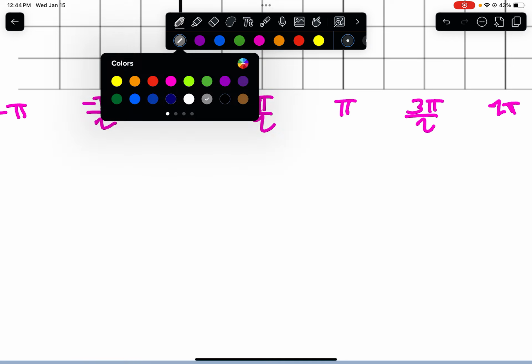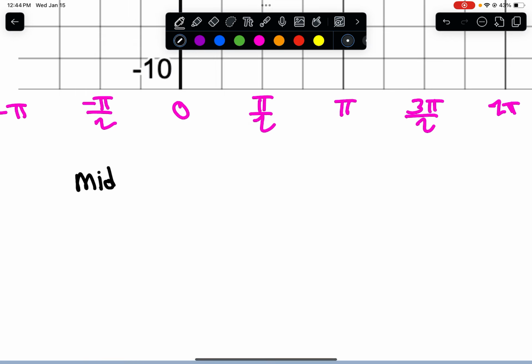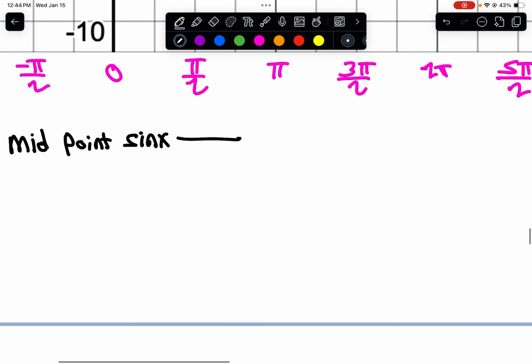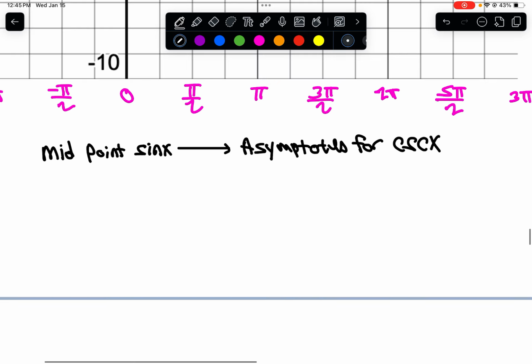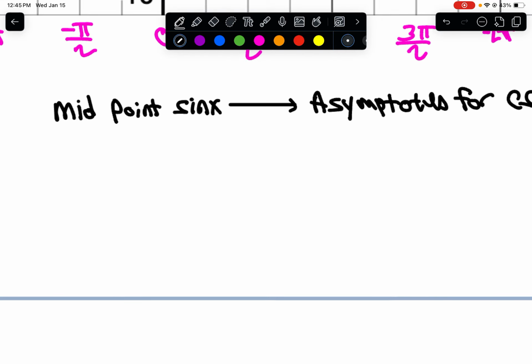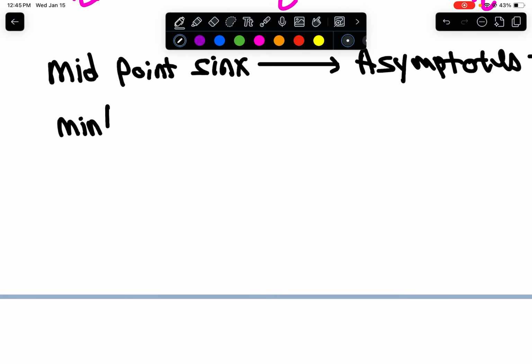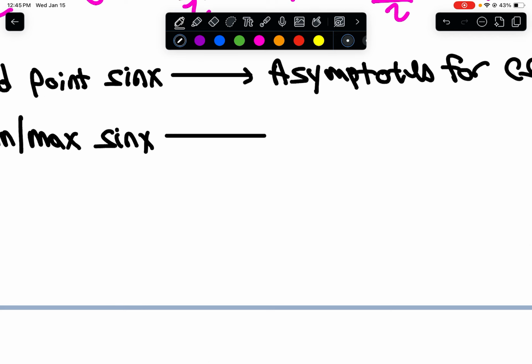So if you have a midpoint for sine, that's actually going to translate to being asymptotes for cosecant. And of course, the same logic applies. If it's a midpoint for cosine, then it'd be an asymptote for secant. So same idea. And then anytime you have a minimum or maximum for sine, that's going to be your location where you're going to have your little bowls. Your little U-shapes, whatever you want to call them.